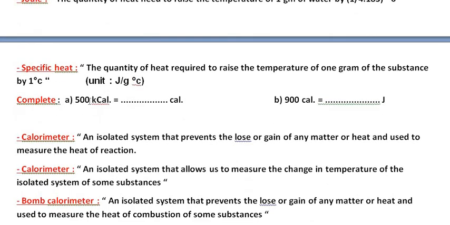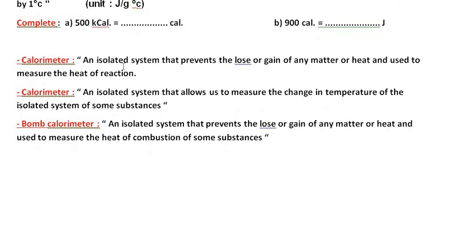If you want to convert from kilocalorie to calorie, multiply by 1000. Here is another conversion, from calorie to joule. We know that 1 calorie equals 4.18 joules, so if you want to convert from calorie to joule, multiply the number of calories, here 900, by 4.18.